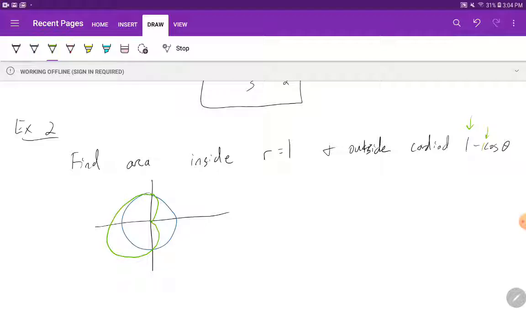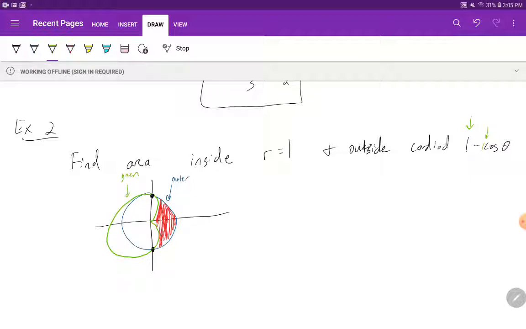All right. So I want to find the area inside the circle, but outside the cardioid. That's this piece right here, this shaded area. Okay, we're going to do the same thing, right? We need to find the intersection points, which looks like here and here, and then sweep the proper areas. So we've got to do outer minus inner again. In this case, the outer is going to be blue, and then the inner would be the green.